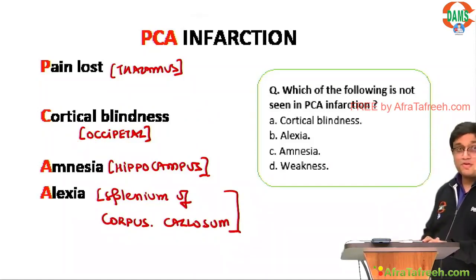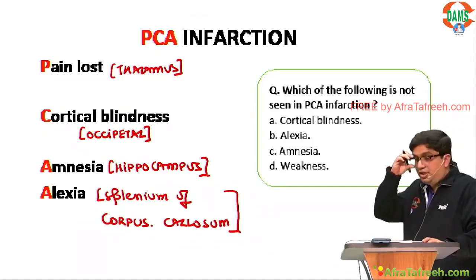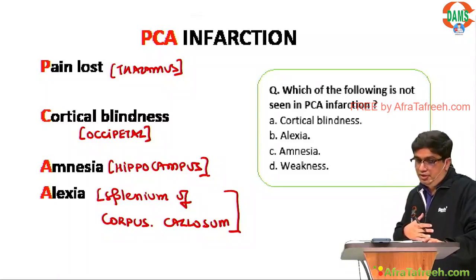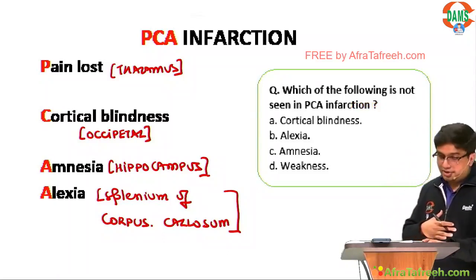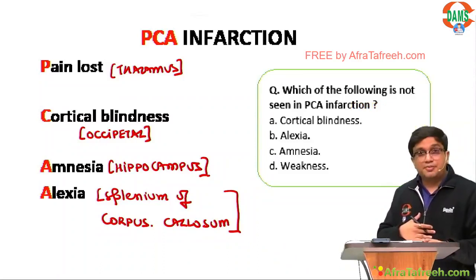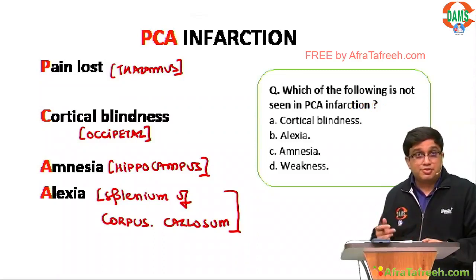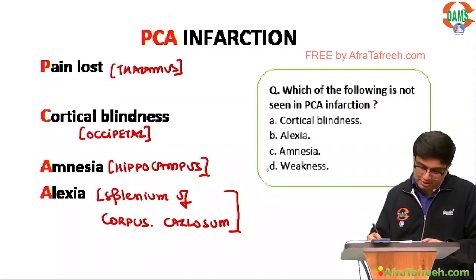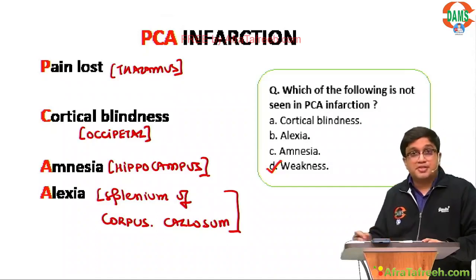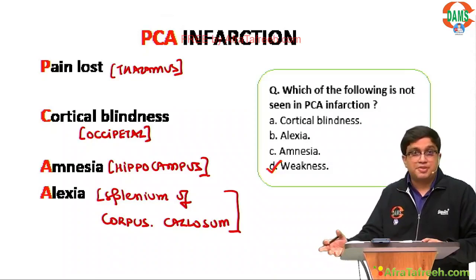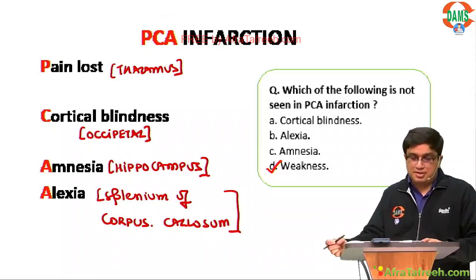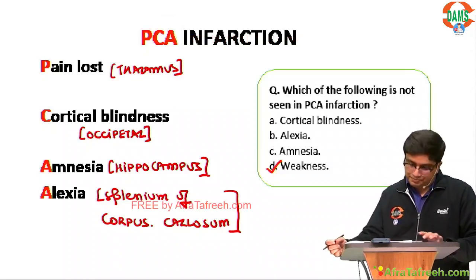Now let's try to answer this question. Which of the following is not seen in a PCA infarct? Cortical blindness is seen in them. Yes. Alexia is seen in them. Amnesia is found in them. But there is no weakness or hemiparesis. So weakness in the lower limb is ACA infarct. Upper limb, lower limb is MCA. And PCA doesn't typically present with hemiparesis as a presentation. Okay.